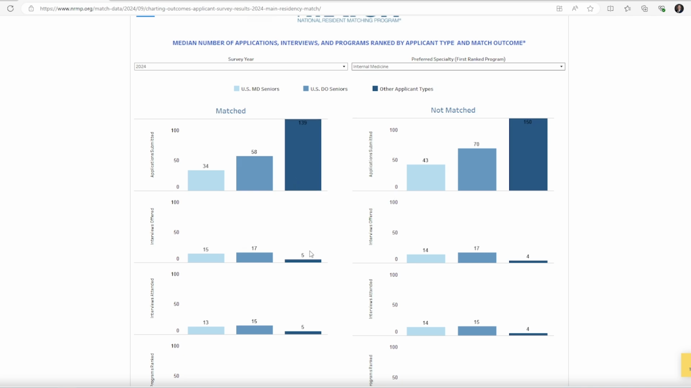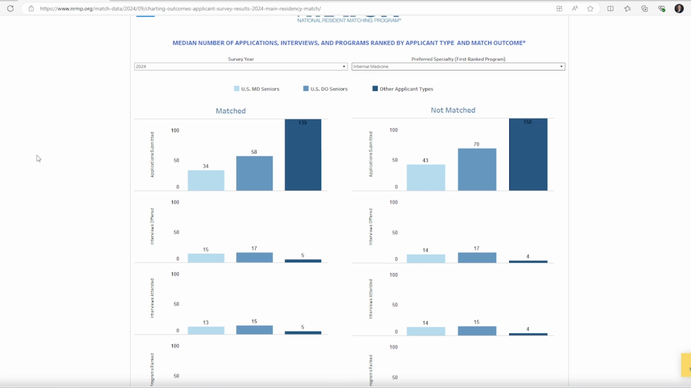You can see the median number of interviews offered: out of these 139, only 5. And for these people, it's 4. So you can see the ratio of interviews to applications for the other applicant types is much lower compared to US seniors and DO seniors, and this is something that most of you already know.